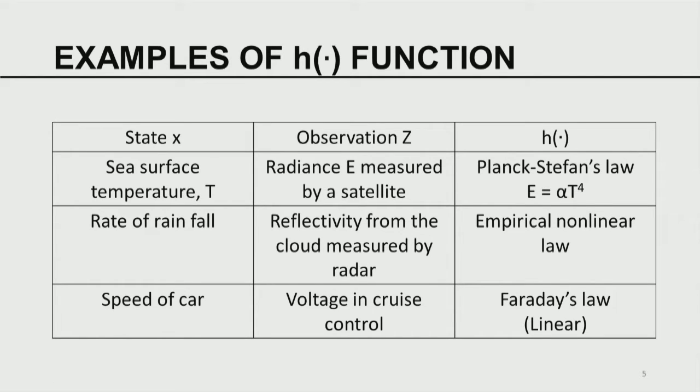In another problem, your model state variable could be the rate of rainfall. I would like to be able to predict how much rain will occur in the next 24 hours. In order to estimate that, I need to understand and make a measurement of the rate of rainfall. Oftentimes, the rate of rainfall, the state variable, is not directly observable, as in the case of the energy radiated. I can only measure it indirectly.